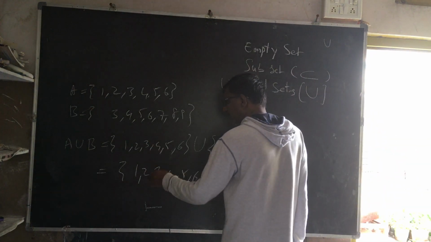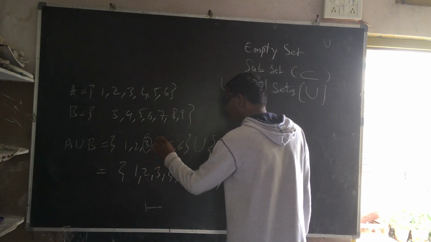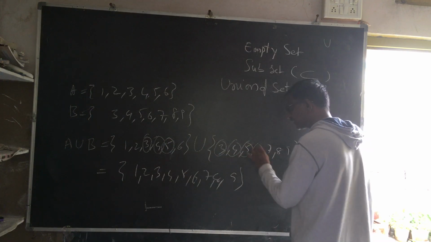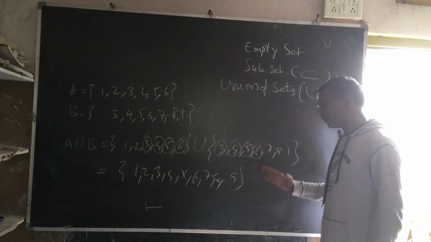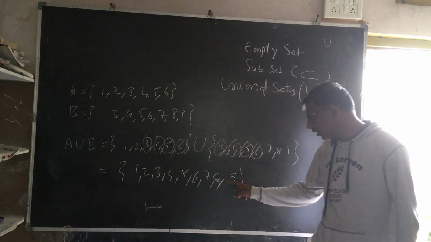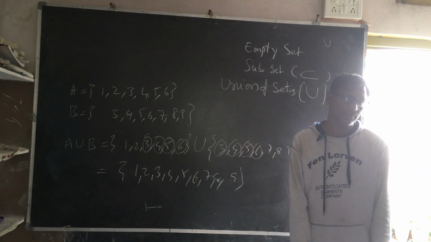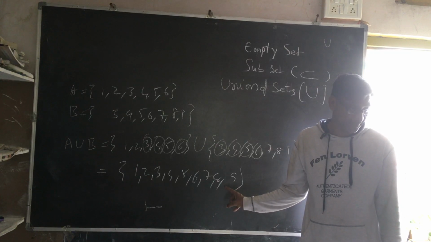Here, what is their common? 3, 3, 4, 4, 5, 5 and 6 and 6. Here 4 elements and here 4 elements are common. We'll write only one time while making them union. This is very, very important. This is called union of sets.